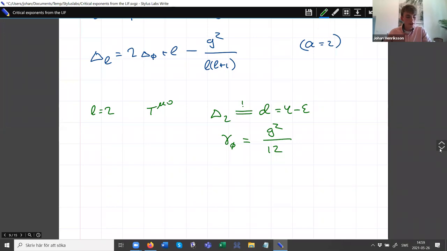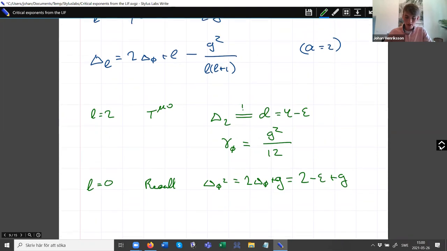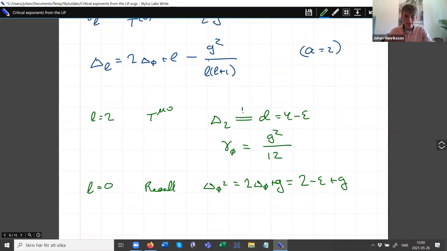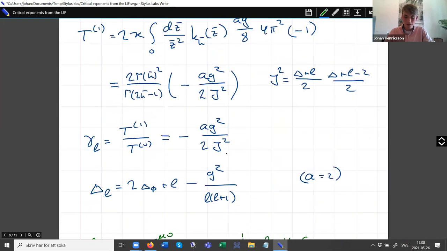Now it turns out that there is an additional constraint, and this came as a little bit of a surprise to us. This additional constraint happens at spin 0. And in principle, the Lorentzian inversion formula is only supposed to work for operators with spin. So nevertheless, we try different things, and it turns out that we could actually do something also at spin 0. So recall, we have delta phi squared equals 2 delta phi plus g. And to leading order, this is 2 minus epsilon plus g. Now it looks like I can't just put spin zero in this formula, but actually we should remember that it secretly comes from this conformal spin.